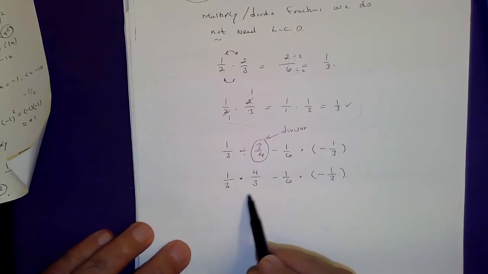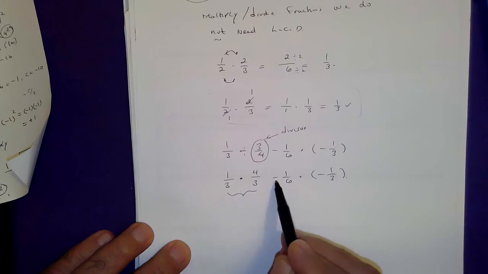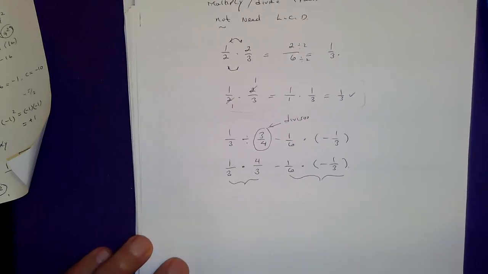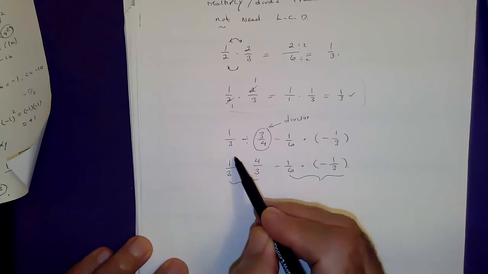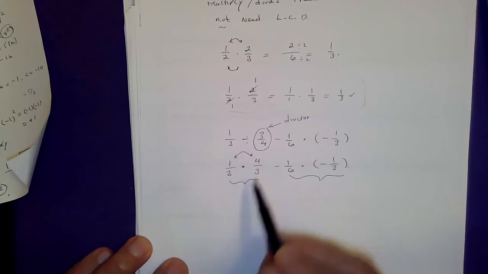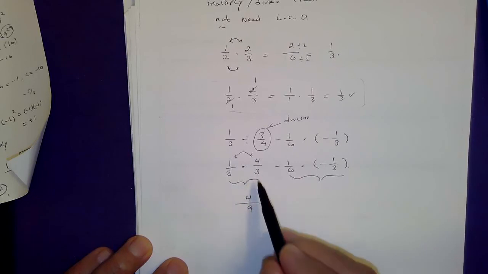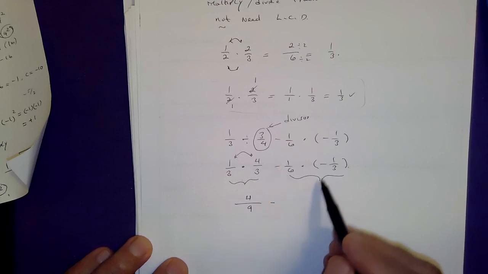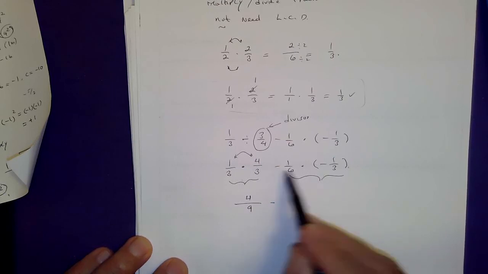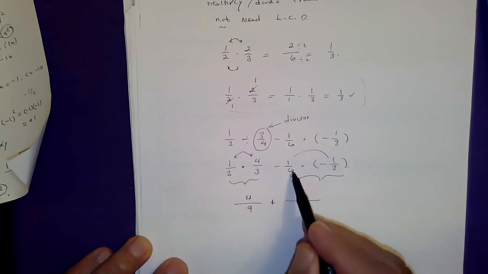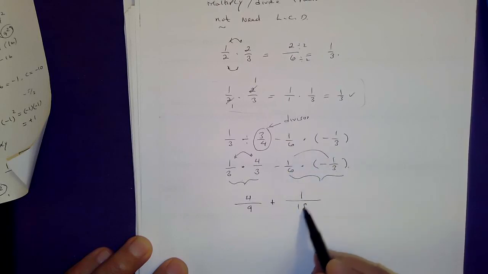Once again, I see multiplication, subtraction, multiplication. So I have to do the multiplications first. How do you do this? First you multiply the tops, so that's 4. The bottoms, that's 9, 3 times 3. Here you keep your minus sign. Negative times negative is positive. 1 times 1 is 1. 6 times 3 is 18.